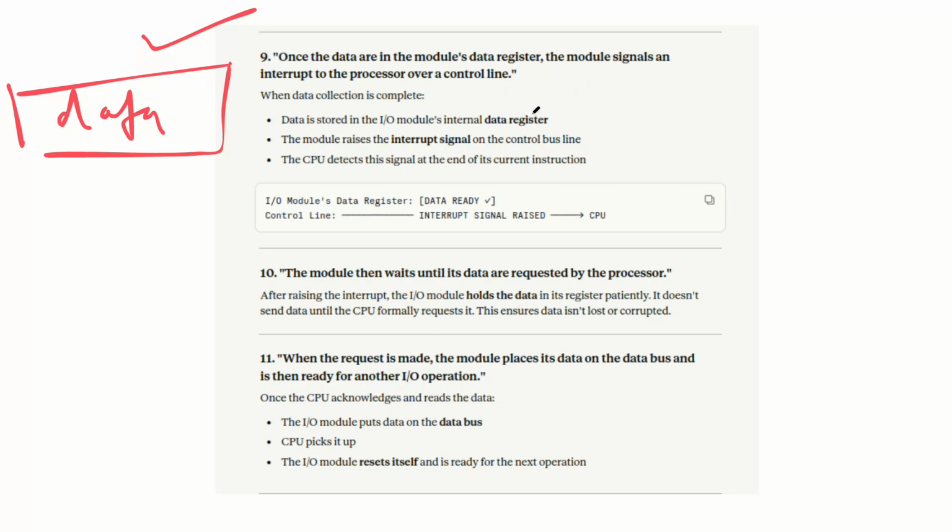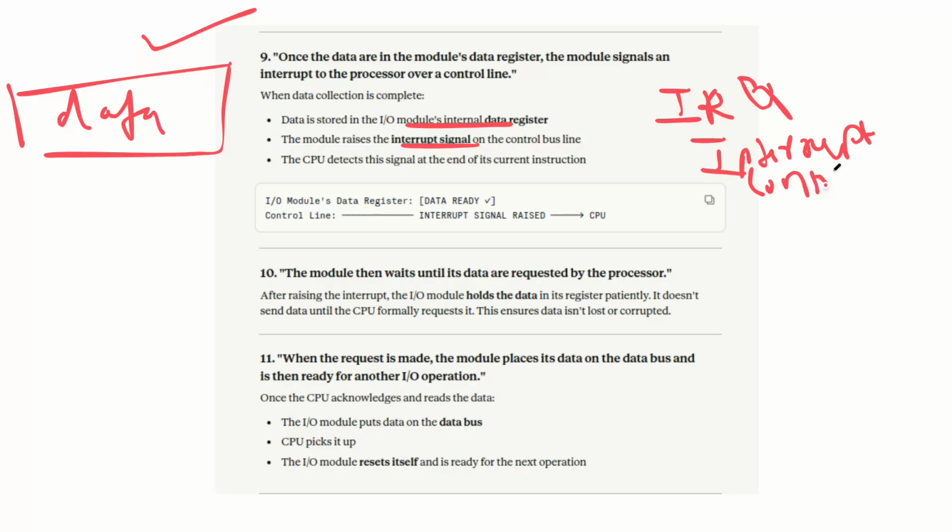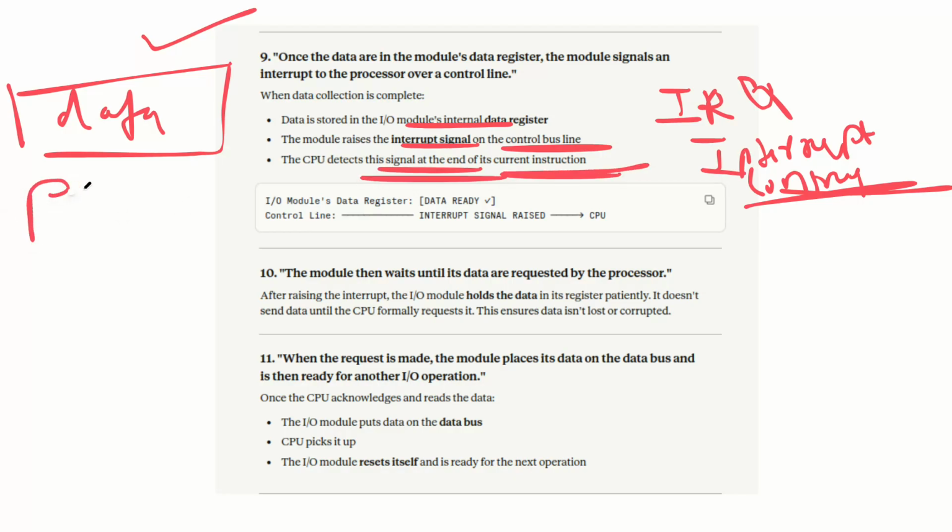The IO module's internal data register stores that data. Now the module sends an interrupt signal, that is the interrupt request signal, IRQ, on the interrupt control line. The CPU would detect the signal only at the end of the current instruction. That means if it is executing, let us say, program C, only at the end of that current instruction will it detect this signal.